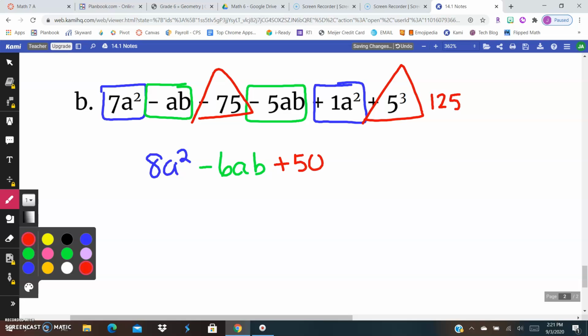Go through and check your degrees. Make sure you have highest to lowest. 8a squared would be a degree of 2. Negative 6ab, that would be a degree of 2 as well. So that is fine. That's your final answer.